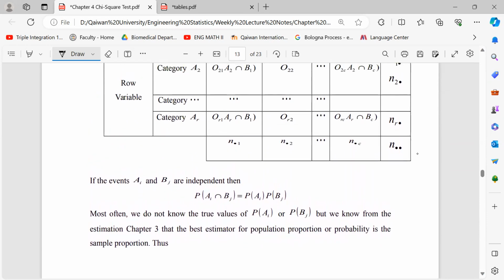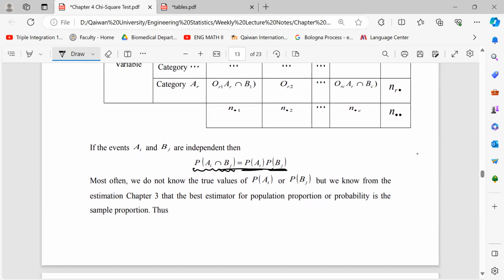We say the probability of A_i intersection B_j is the probability of A_i times the probability of B_j. This is the rule for finding the probability of the intersection of two categories.